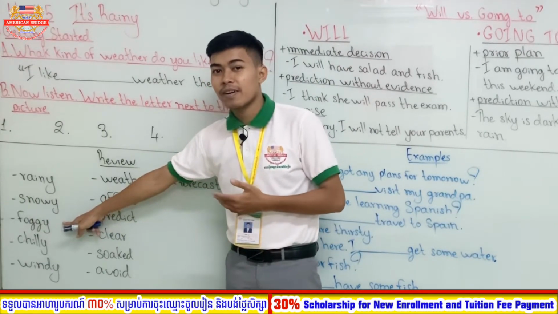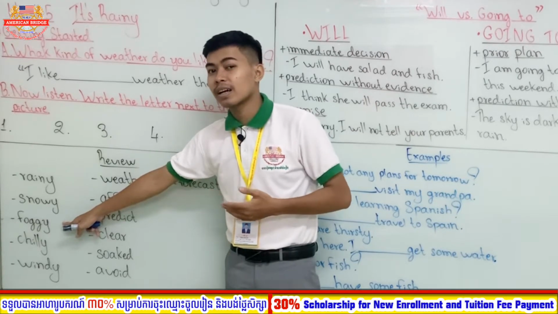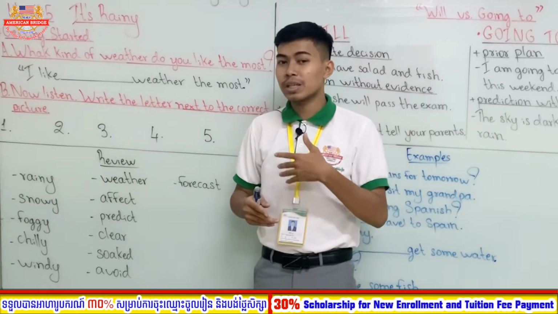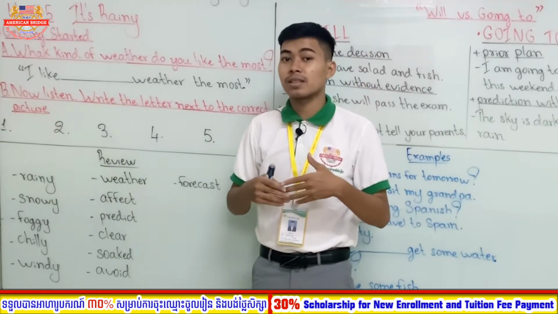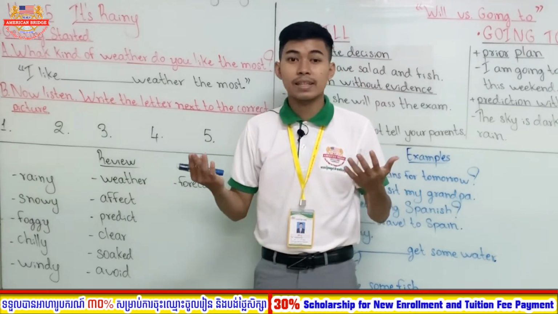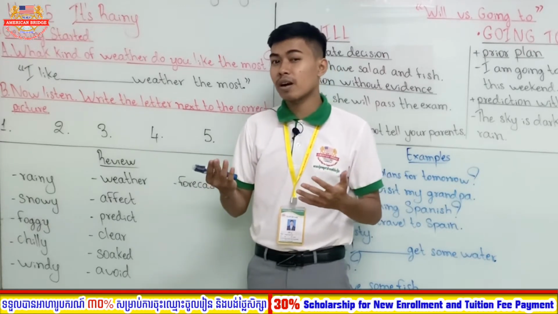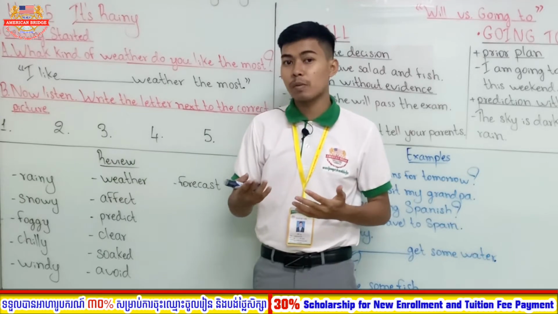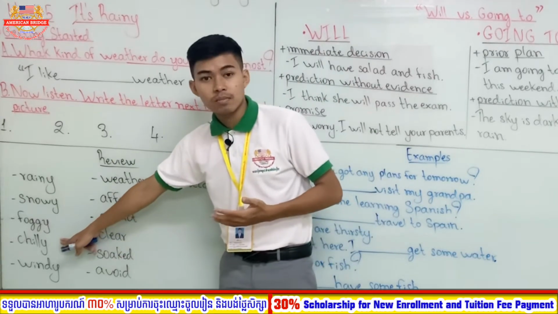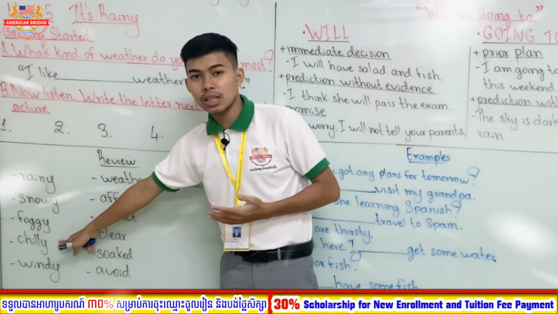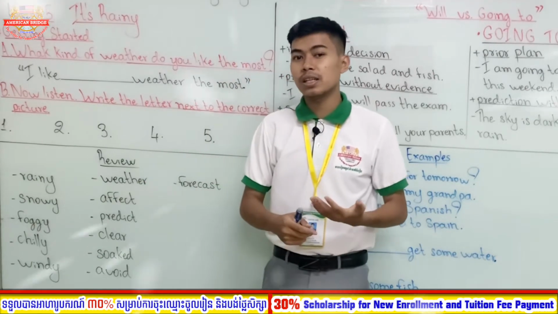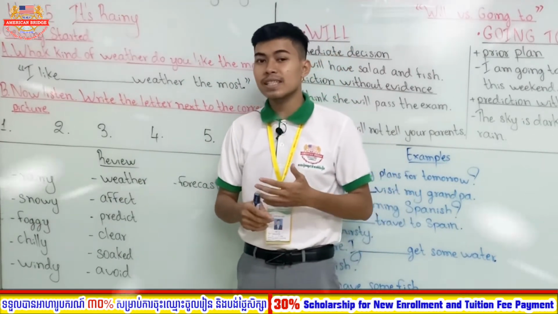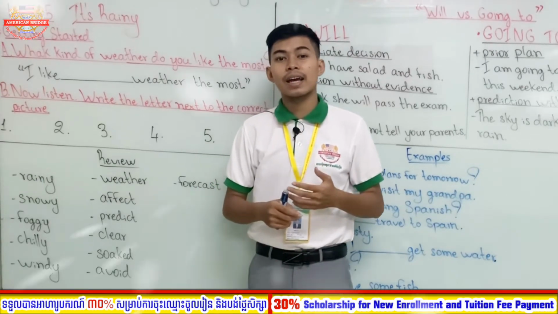How about this one? Foggy. What does foggy mean? Foggy refers to the kind of weather that there is a lot of fog. You cannot see anything clearly. Can you spell foggy? F-O-G-G-Y. And this one, chilly. What does chilly mean? Chilly means cold. Can you spell chilly? C-H-I-L-L-Y.